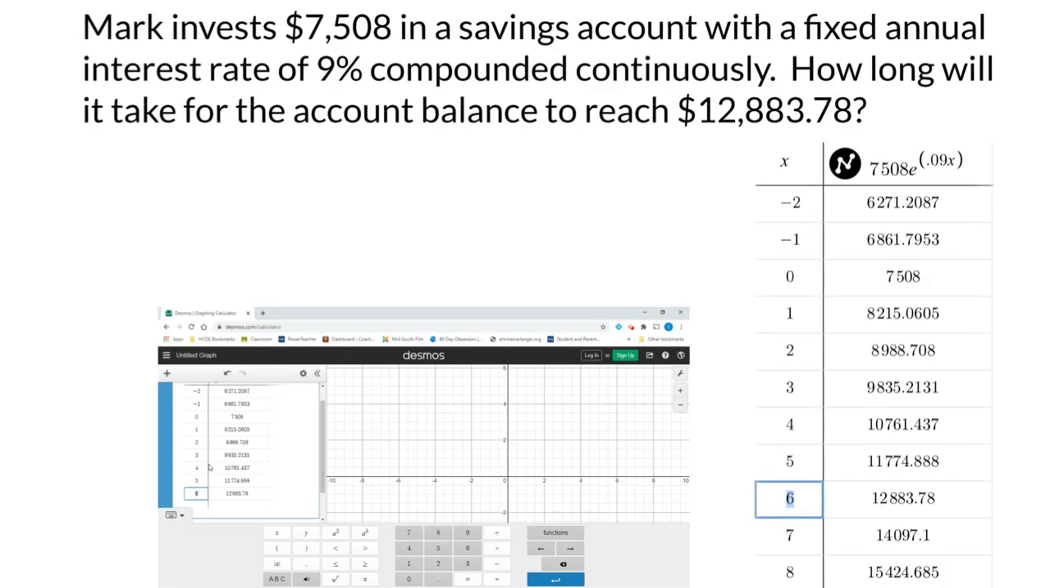This is another example where we're missing the period of time. So we have a starting investment of 7508, and it says it's a fixed annual interest rate of 9% compounded continuously. So since it's continuously, we'll stick with the E. This is 0.09. And then we don't know how long this is going to be, so it will be X. And we're going to try to find where this thing is equal to 12,883 and 78 cents. So I'm going to show you this again, put into a calculator and solved.